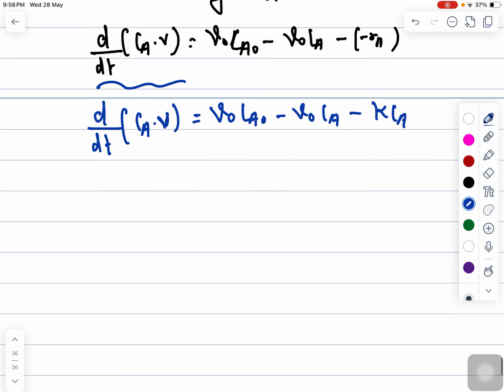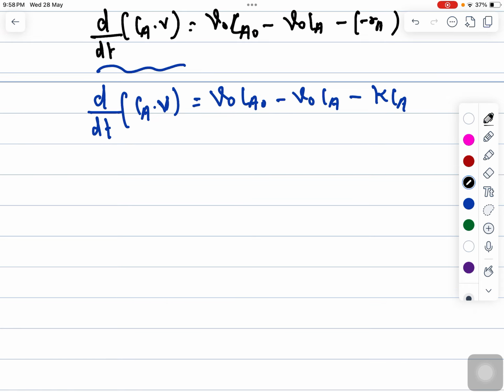Is that clear? And after this, since I am assuming this is a constant volume reaction system, I'll take the volume as constant, so I can write dCa by dt, that is equal to v naught Ca naught minus v naught Ca minus k Ca.